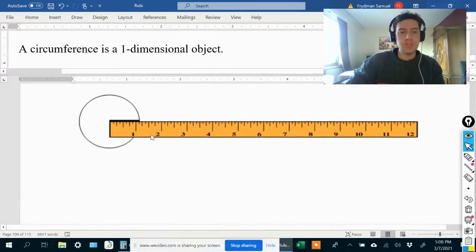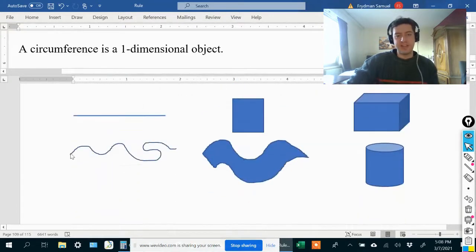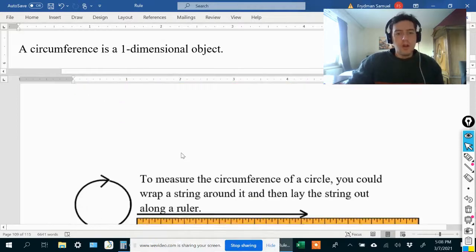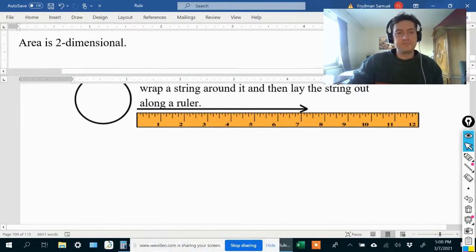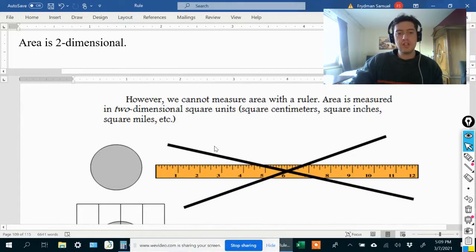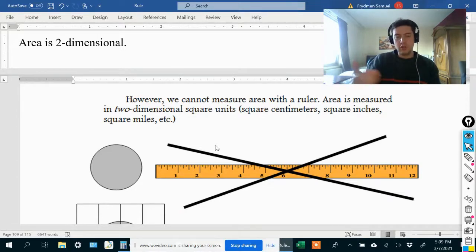Just like I asked you before to imagine taking the ends of this wiggly line over here and stretching it out like that to make a straight line, we could do something similar with the circumference of a circle in order to measure it. All right, and so moving on, area. This is the only part of a circle that we're talking about which is not one-dimensional. So area is two-dimensional, and that's not just circles. The area of a rectangle, or the area of a triangle, area is always two-dimensional.